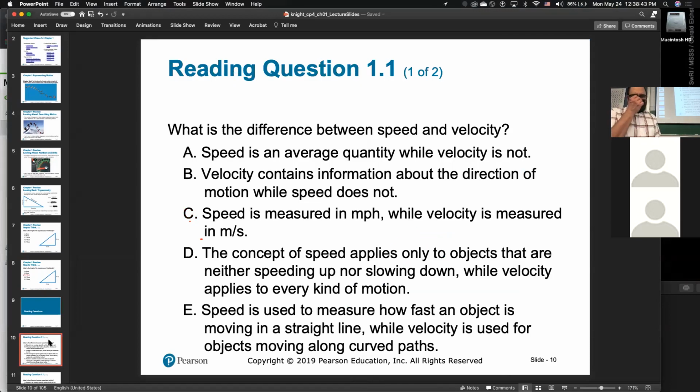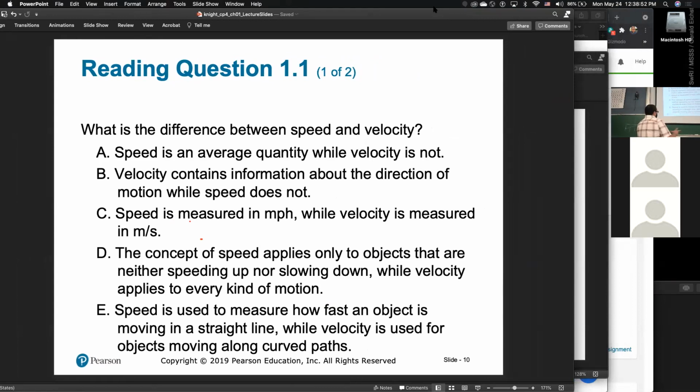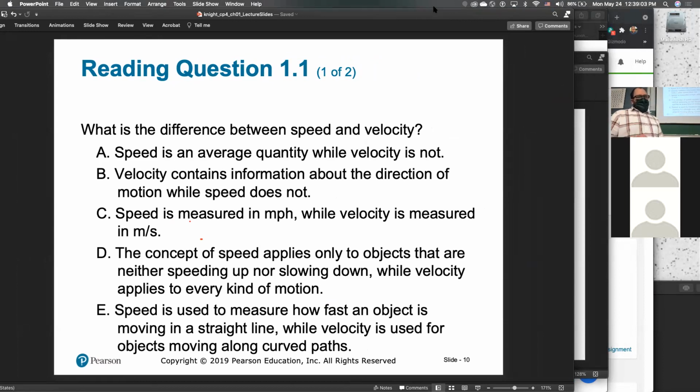All right, so we've talked about what is the difference between speed and velocity. Okay, let's vote anyways. Hopefully you remember what I said. What's the difference between speed and velocity? Is it A, speed is an average quantity, while velocity is not? Is it B, velocity contains information about the direction of motion while speed does not? C, speed is measured in miles per hour, while velocity is measured in meters per second. Or D, speed is used to measure how fast an object moves in a straight line.